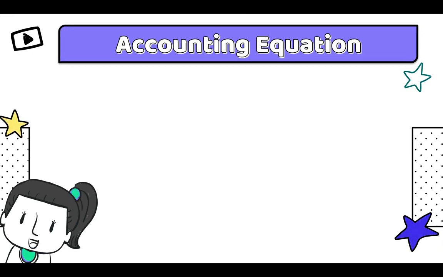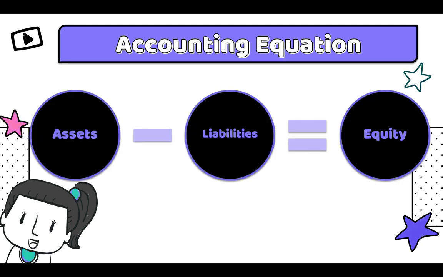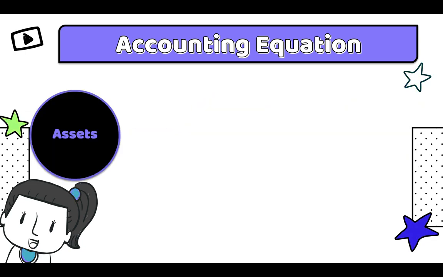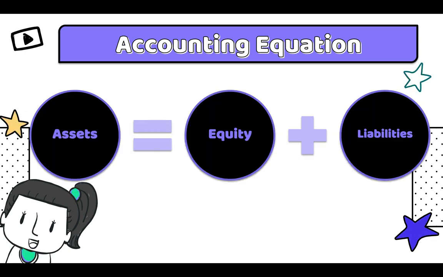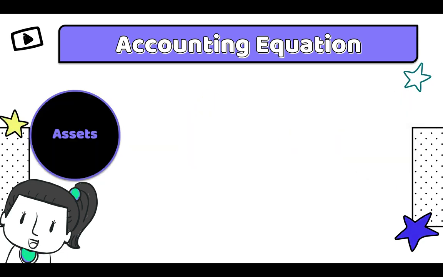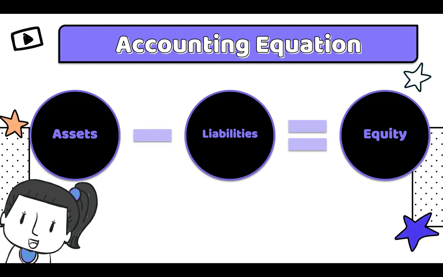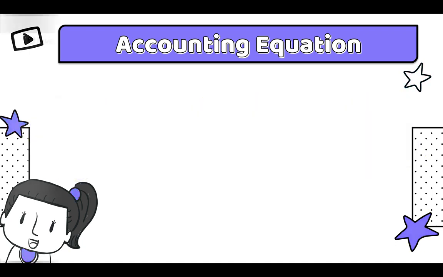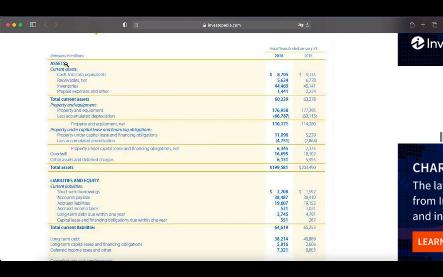The basic equation for all accounting is assets minus liabilities equals equity. In some places, it might be written the other way around, for instance, assets equals equity plus liabilities, but the elements are the same. So if by calculation you get a positive value, then you have a positive equity, which is awesome. And if you get a negative value, then you have a negative equity, which is not the best thing. You can find these elements on the financial statement or balance sheet of the companies, for instance, this one here.